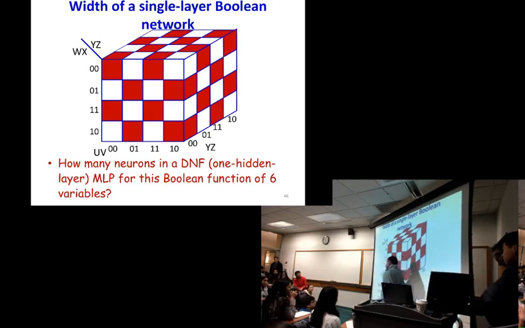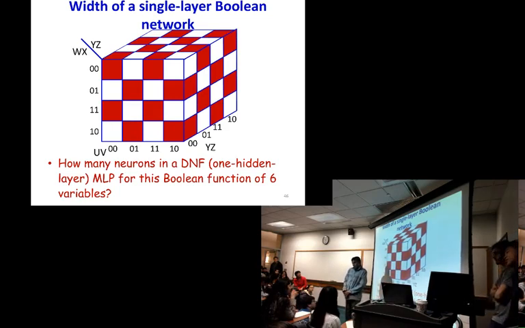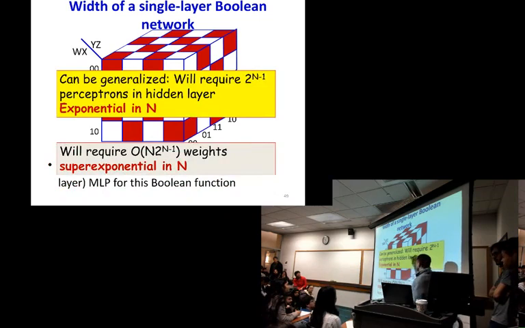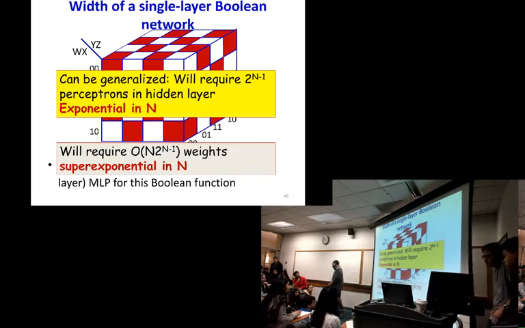This would require 32. Generically, if I have a function of n inputs, how many perceptrons will I require in the hidden layer? I want to just have one hidden layer. Anybody? 2^(n-1)+1 if I want to do all of this. The hidden layer is going to require 2^(n-1) neurons, correct? It's exponential in n. If I want to do the whole thing using just one hidden layer, this is exponential in n. And that is not an association, right?